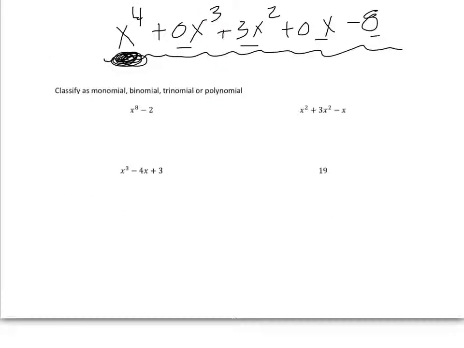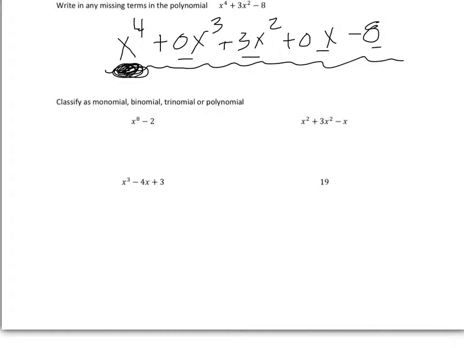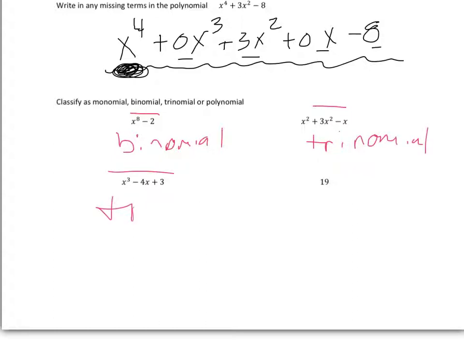So next we want to classify these as monomial, binomial, trinomial, or polynomial. This has two terms, so it's a binomial. This one has three terms, so it's a trinomial. Here again we have three terms, so it's a trinomial. And then this has one term, so it's a monomial.